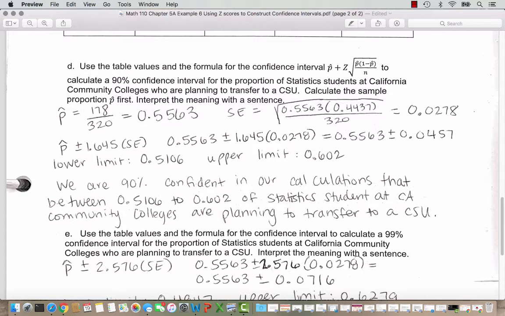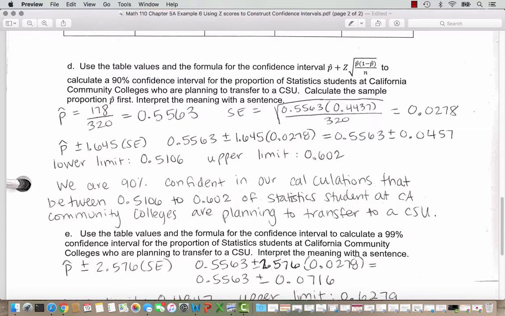So we're going to calculate the sample proportion p hat first and then interpret the meaning with a sentence once we find our interval. So p hat is the count of students who plan to transfer to CSU out of the total surveyed. So that's 178 over 320. As a decimal, that is 0.5563.